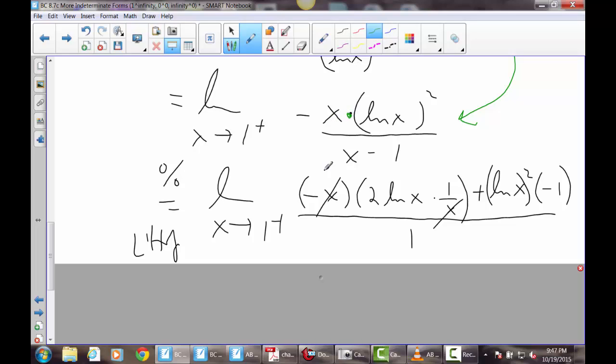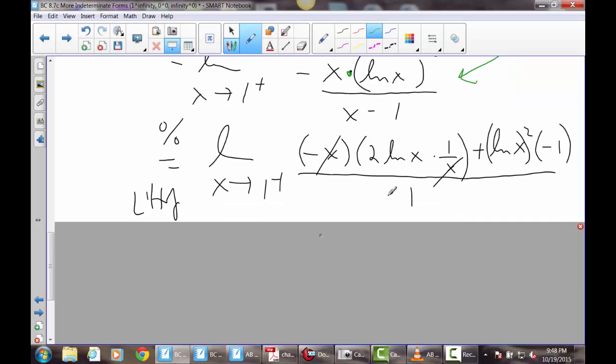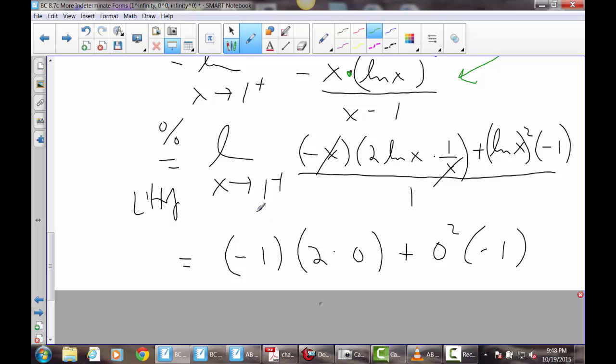So, the derivative of the top, unfortunately, is a product rule. So you're going to have the first factor times the derivative of the second factor, which will be 2 times ln x to the 1 times the derivative of ln x, plus the second factor, which is ln x squared, times the derivative of negative x, which is negative 1, and then the derivative of the bottom, remember we're using L'Hopital's, is 1.